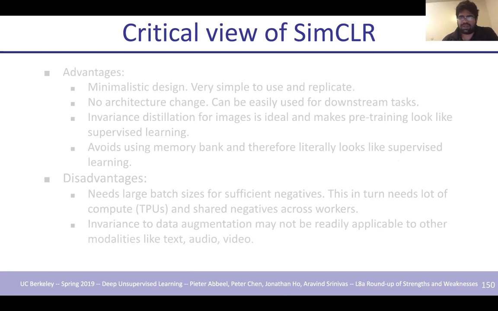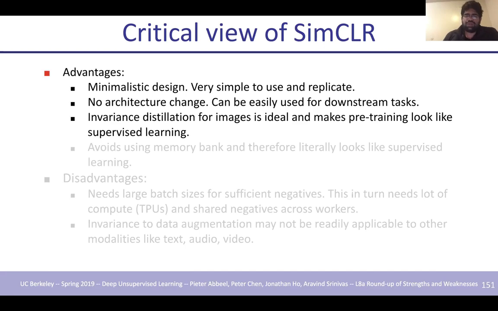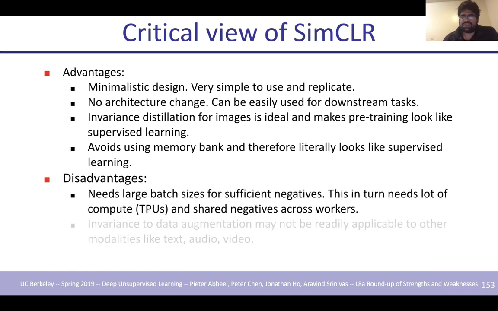And finally, let's look at SimCLR, which can be considered as an end-to-end version of MoCo, where you're using all the negatives from your batch and there's no momentum encoder. The advantages of SimCLR are the same as those of MoCo, with the additional advantage that you don't have a momentum encoder now. So it's just going to be as minimal as supervised learning. But the disadvantage is that you need really large batch sizes because you need a lot of negatives. Because MoCo decouples the negatives from your batch size, it doesn't need as much compute as SimCLR does.